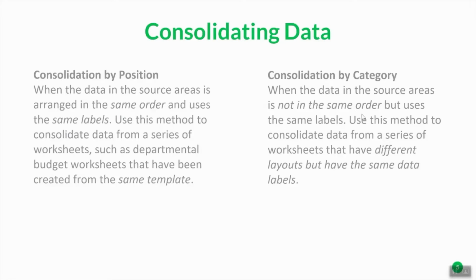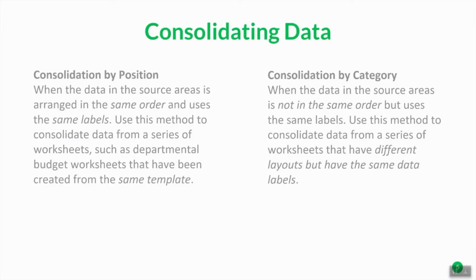Consolidation by category is when the data in the source areas is not in the same order, but uses the same labels. Use this method to consolidate data from a series of worksheets that have different layouts but have the same data labels. For our purposes here, I'm only going to demonstrate consolidation by position because in general it is an organizational best practice. Once you're aware of the power of this tool, you'll want to set your sheets up to take advantage of it.